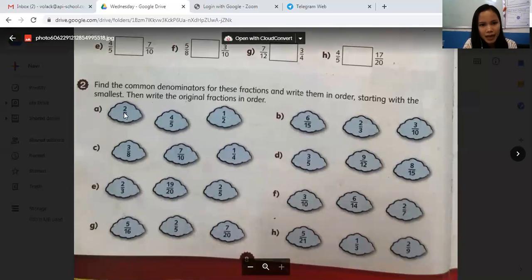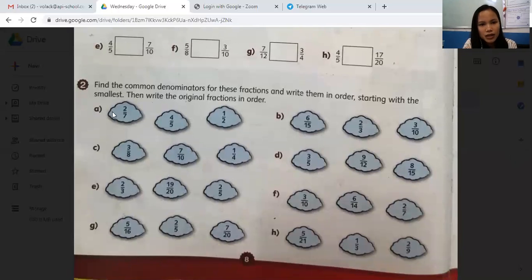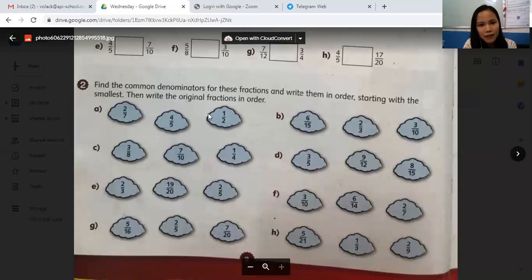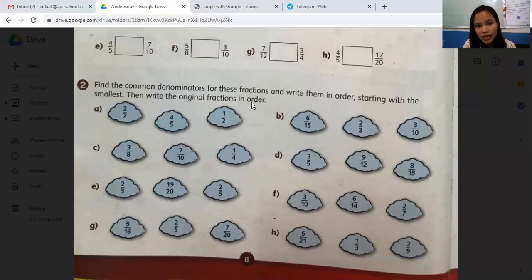Number 2, find the common denominators for these fractions. So we have A: 2 over 7, 4 over 5, 1 over 2. They don't have common denominators. So you need to find the common denominator of all of these fractions for letter A, B, C until letter H. And then you start to order them. You start with the smallest one, and then you write the original fractions in order too.